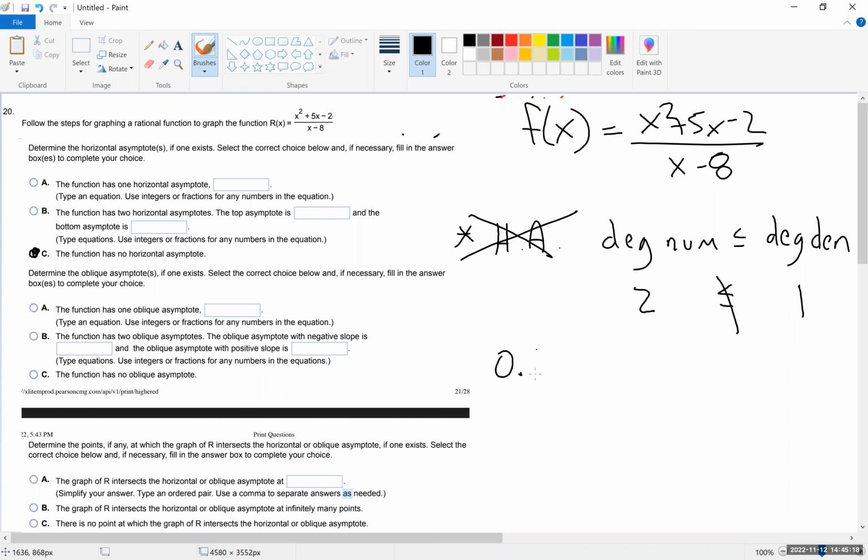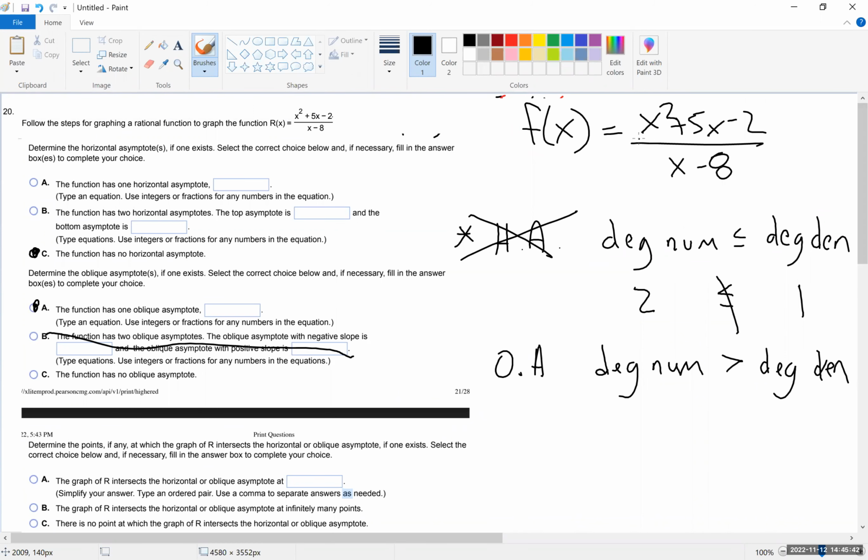What we have is an oblique asymptote. That happens when the degree of the numerator is greater than the degree of the denominator, okay? And look, the function is only ever going to have one oblique asymptote. How do we find it? We can find it using synthetic division.